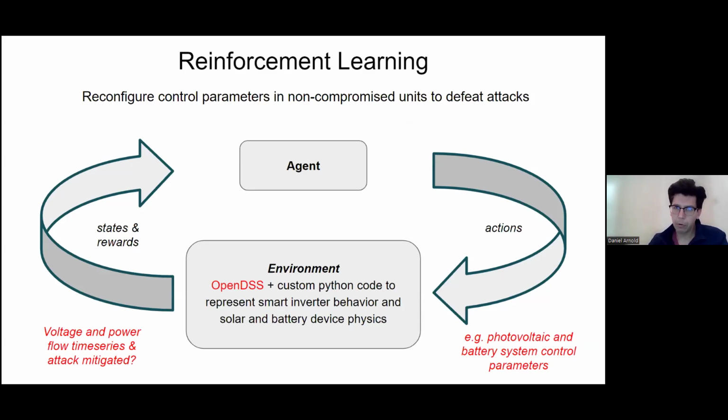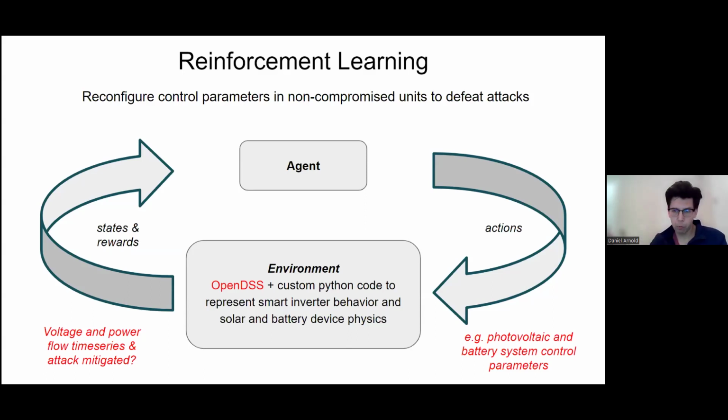We have an environment which we created, which is built on OpenDSS, which is an open source power system simulation tool that's popular with distribution utilities. And then we've added some additional Python code to represent the inverter behavior, the physics of solar and battery and electric vehicles. We use this environment to essentially test out different strategies for mitigating the attack, so test out different parameter combinations that we think might be effective. And so this loop illustrates how this agent is trained. The agent will suggest control parameters for those smart inverter functions, for EVs, for batteries, for solar systems.